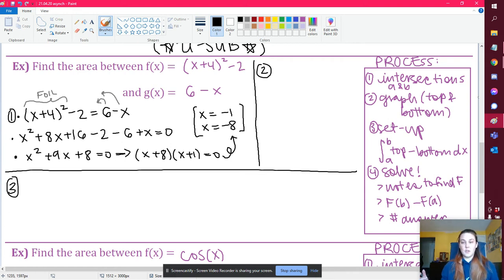But to be honest, I don't even need the coordinates. I just need the x value. So these become a and b on our integral.